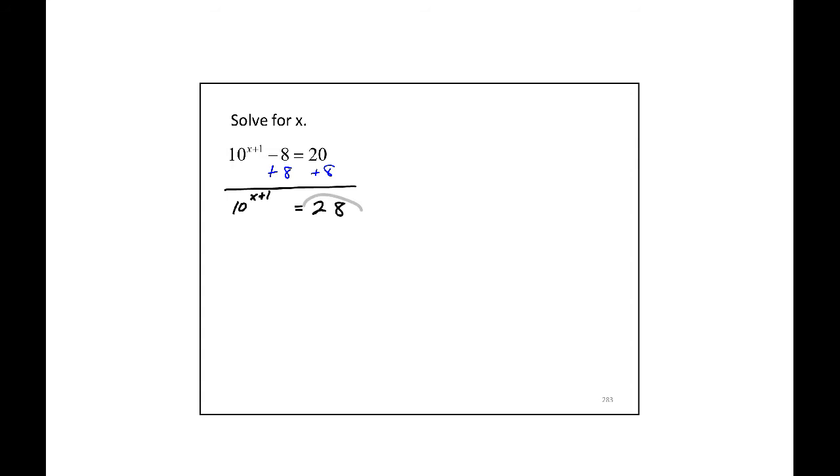At this point, we want to take the log base 10 of both sides. And this is where I said you don't have to use log base 10, but it makes things work out fairly well, since the base of our exponential expression is 10. So that would be x plus 1 on the left-hand side, because the log of something with a base 10 is just going to result in the exponent. So x plus 1 equals log of 28.